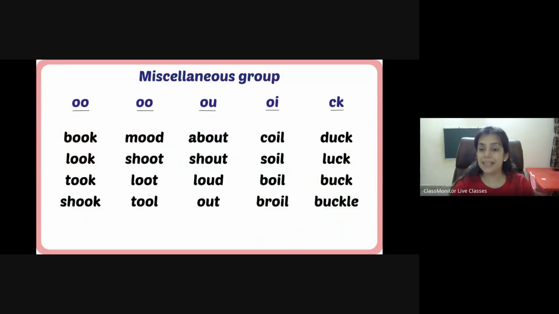Now comes the miscellaneous group. When I say the miscellaneous group, since they cannot come under any category, we call them the miscellaneous group. Now what happens when two O's come together? What is the sound? It gives you two sounds. One is short oo and the other is long oo. Two O's coming together, the sound is oo or oo.